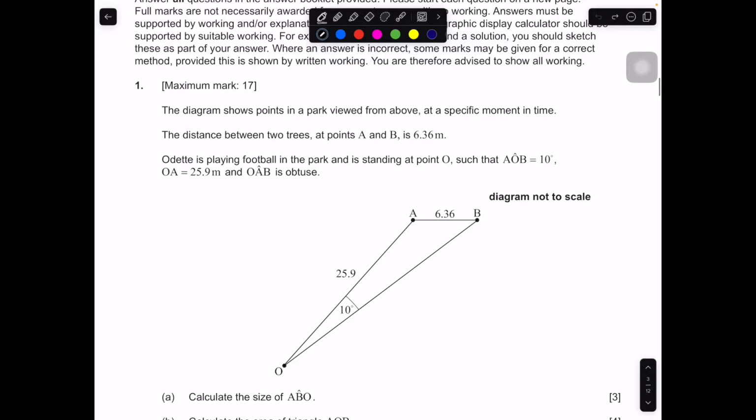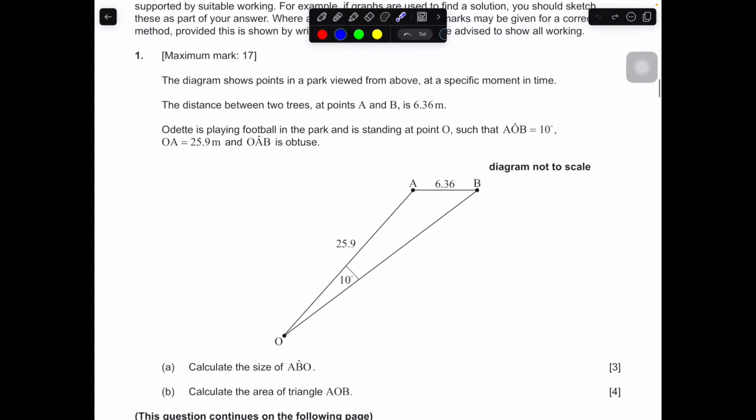Okay. Question 1, 17 marks. The diagram shows points in a park viewed from above at a specific moment in time. The distance between two trees at points A and B is 6.36 meters. Odette is playing football in the park and is standing at point O, such that AOB is 10 degrees, OA is 25.9, and OAB is obtuse. That's saying it's greater than 90 degrees.